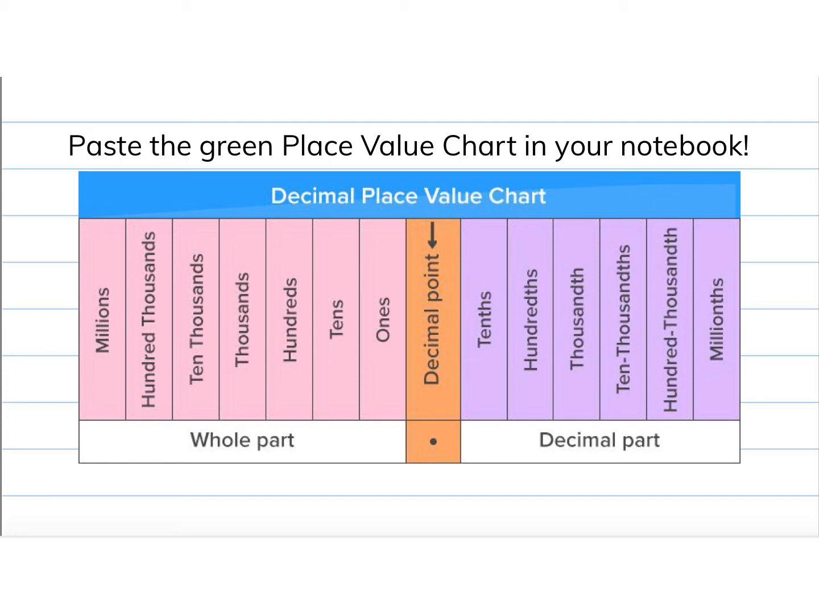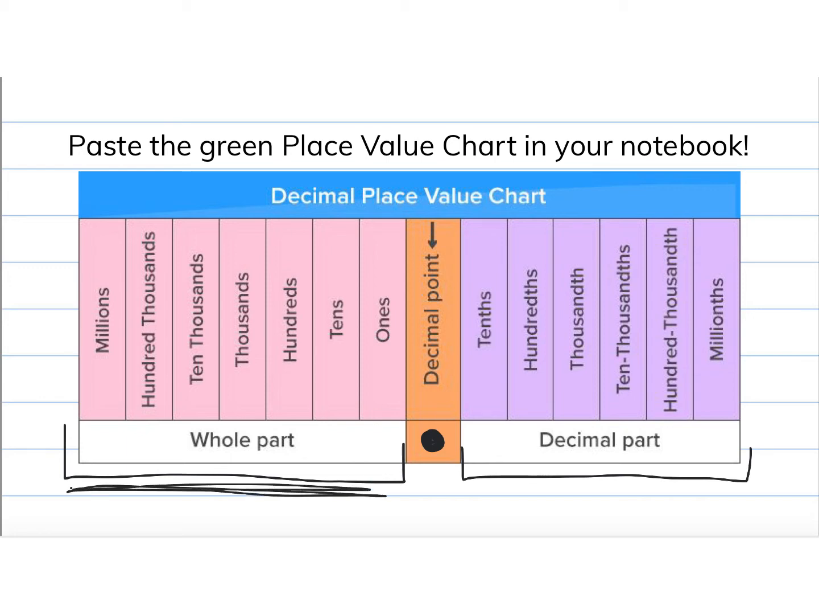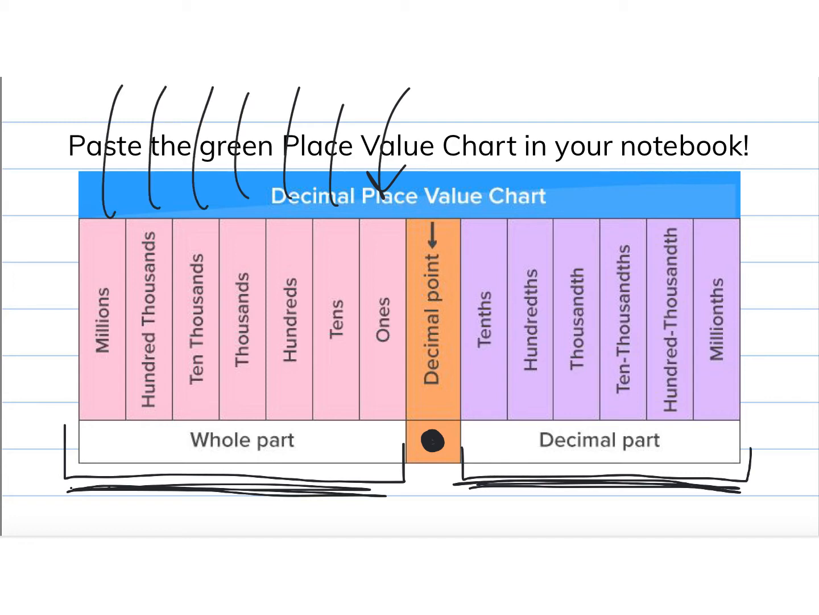And if we just look really quickly at this chart, we can see that it is broken up into the whole part and the decimal part, and the decimal is what splits up the whole and the decimal part. So this is how many wholes we have, and this is how many parts of a whole we have to get to the next whole. You know the ones, tens, hundreds, thousands, 10,000s, 100,000s, and millions.